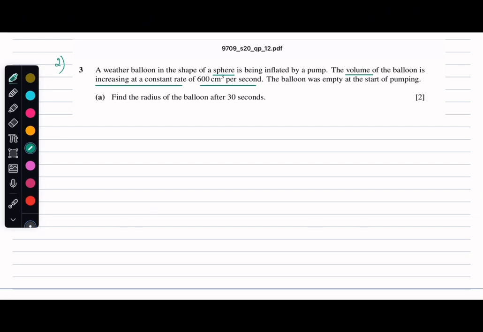So here we have this balloon in the shape of a sphere, and the volume of the balloon is increasing at a rate, meaning here it's dV by dt, which is given to us, and this dV by dt is equal to 600 centimeter cube per second. The balloon was empty, meaning the volume here was 0, and this was when the time is also 0, because at the start of the pumping the volume was 0. So we need to find the radius of the balloon after 30 seconds.